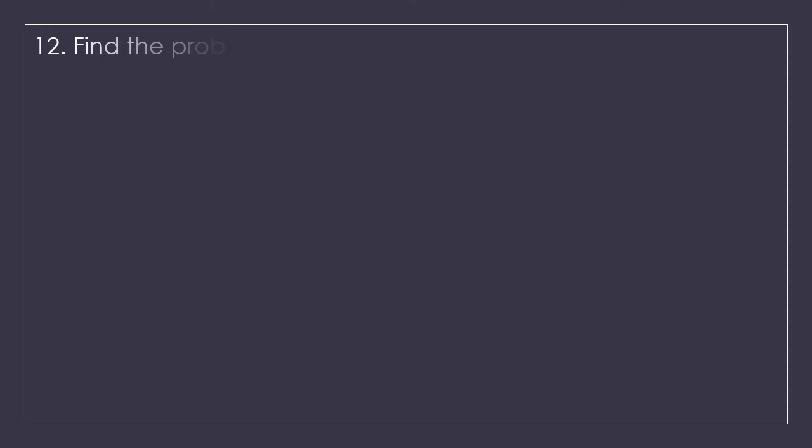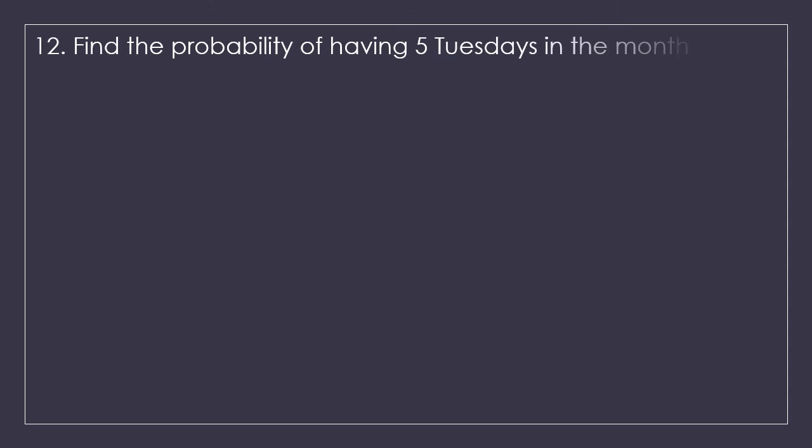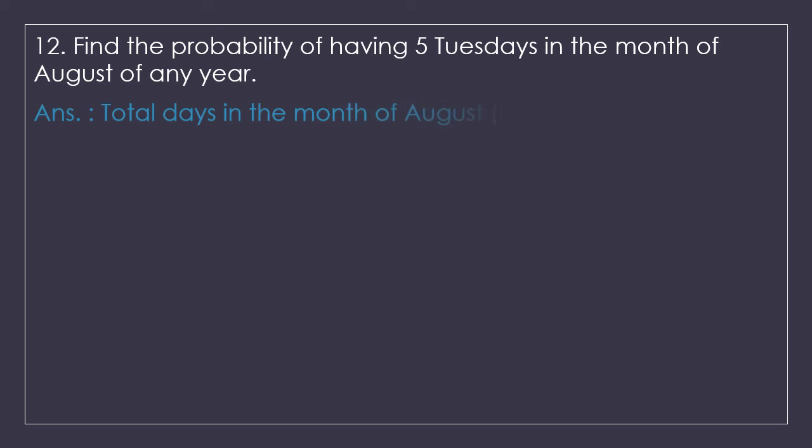It is again a similar sum but a bit higher level. Find the probability of having 5 Tuesdays in the month of August of any year. Now August in any year always has 31 days. It doesn't matter whether it's a leap year or a normal year, it always has 31 days. So total days in the month of August of any year are 31.